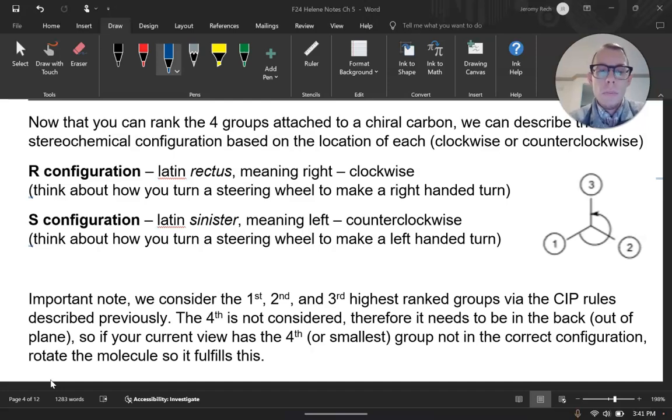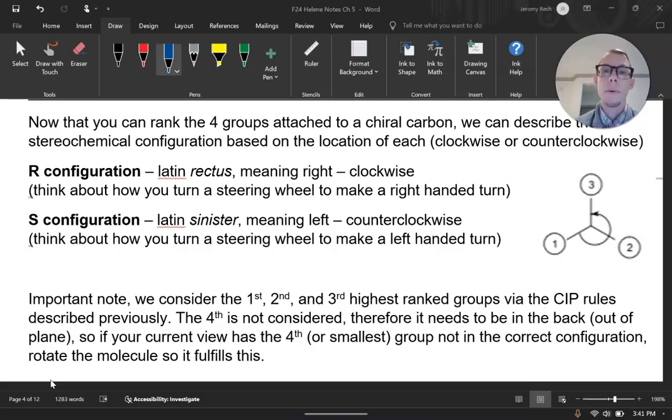In the previous video, we learned about our CIP, or Cahn-Ingold-Prelog rules, and we were able to come up with an assessment, or a ranking, 1, 2, 3, and 4, of our unique attachments. Once we know our specific rankings, we can now describe a handedness, or that very specific chirality. These describe whether we have a right-hand or left-hand arrangement between 1, 2, and 3. And that's going to give us our big terms, which are R and S.